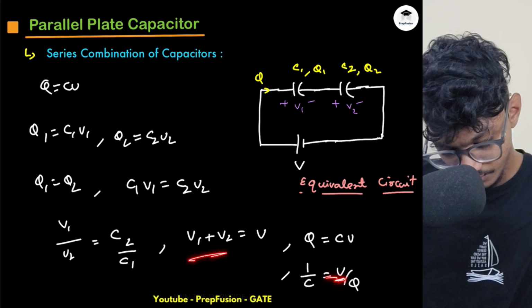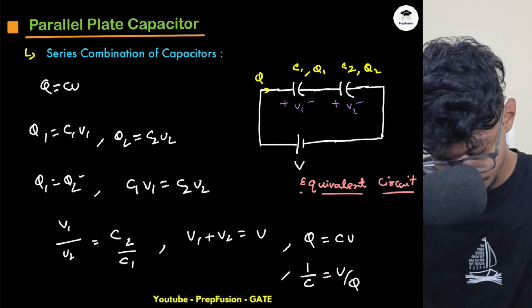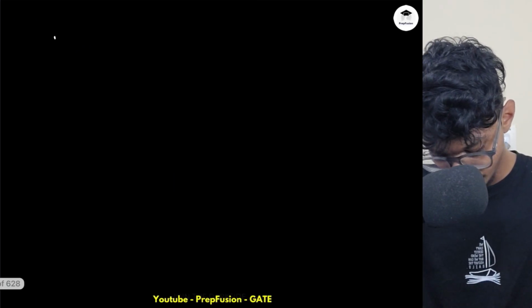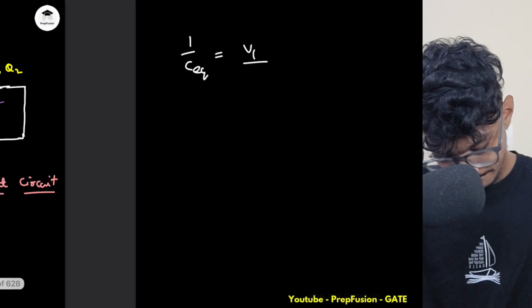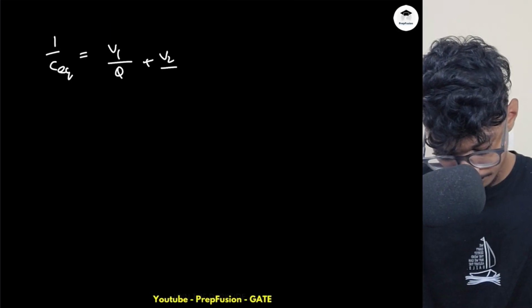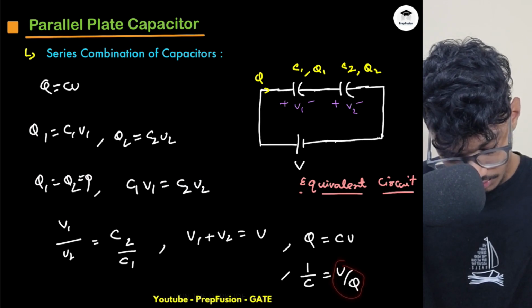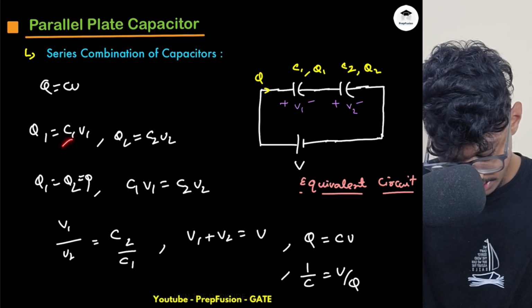So what is V? V is V1 plus V2. And Q is the same for everything, that is equal to Q. So I can further derive that 1 by C equivalent will be equal to V1 by Q plus V2 by Q. And what is V1 by Q? V1 by Q is simply 1 by C1, right?